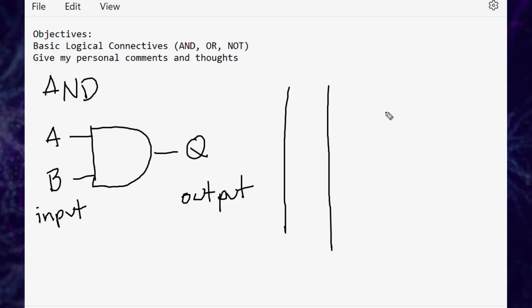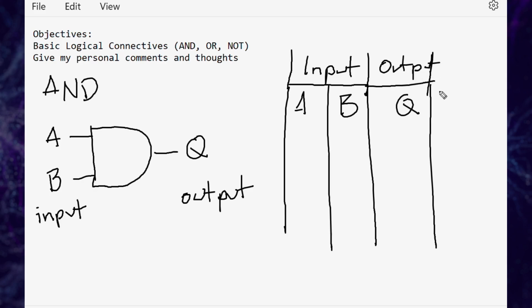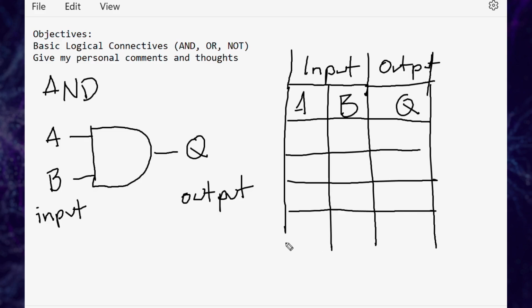So we have a table for A, B, and Q. A is my input, B is my input, and Q is my output. Let's fill in the inputs as 0, 0, 1, 1, and 0, 1, 0, 1.